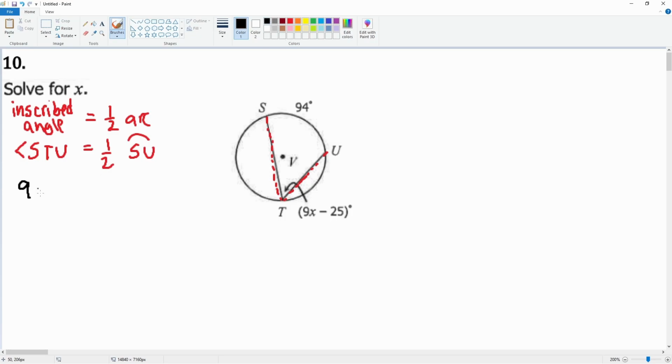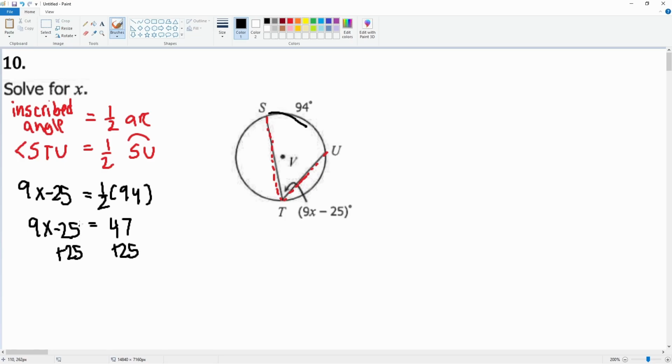So let's plug in the values here. This is 9x minus 25 for the angle of STU is equal to 1/2 the arc of 94. Okay. So let's halve 94. That gets you 47. Bring down 9x minus 25. We add 25 to both sides because again, we're trying to isolate that. This gets you 72 and 9x here.